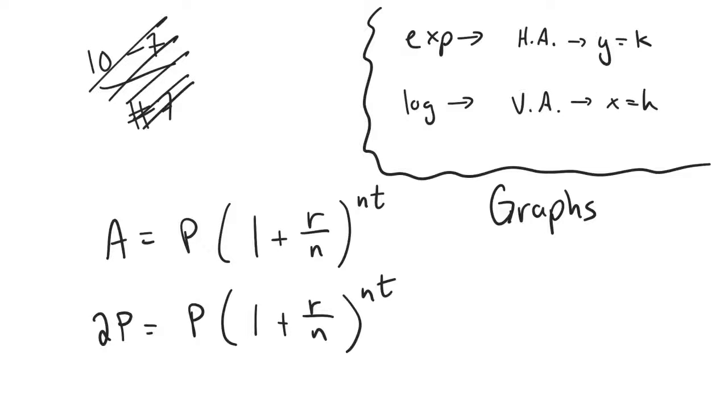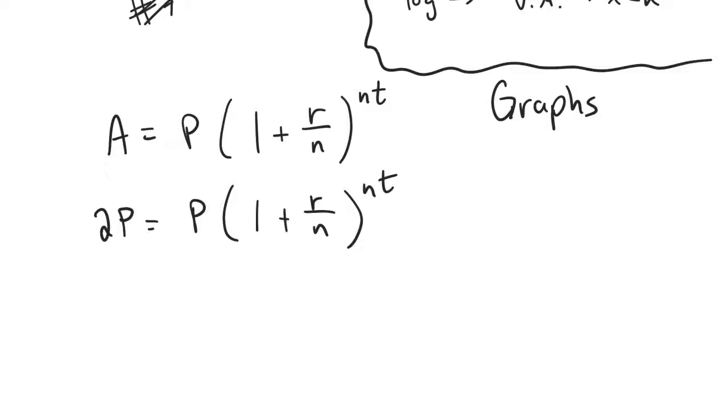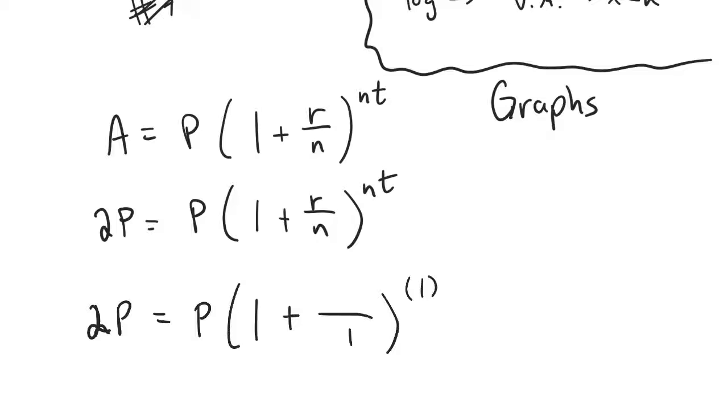And we want to know about when it's compounded annually at 8%. So let's continue this. Annual compounding means N is what? N is 1. Very good. 8% means R is?